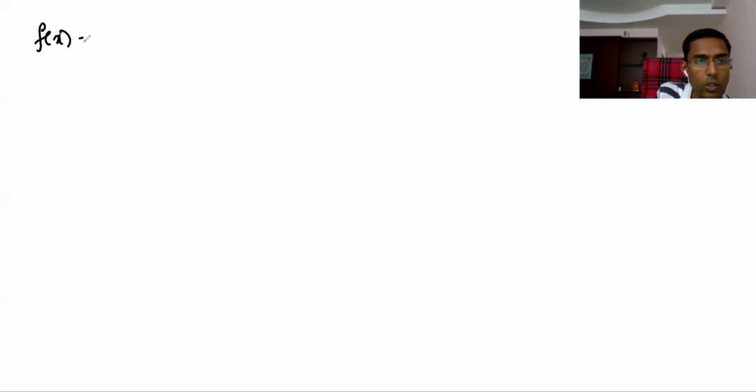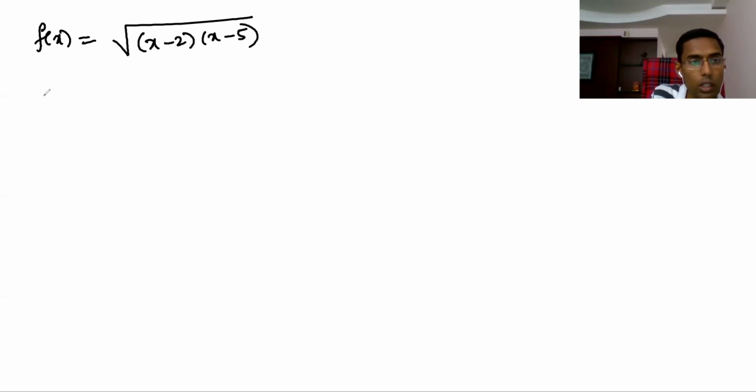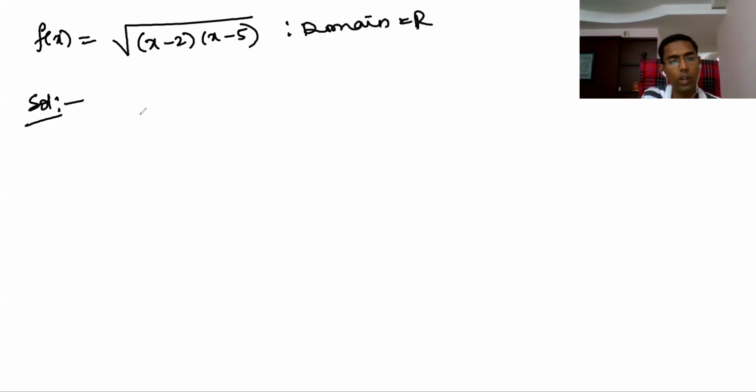Let's take f of x equal to the square root of (x minus 2)(x minus 5). Let's take this simple example. So here, what is the solution? What is the domain? Domain is the question. This is an irrational function. How to find its domain?